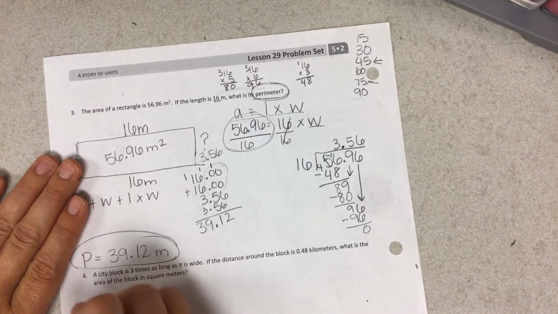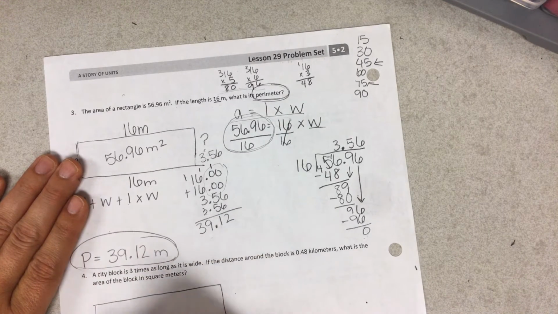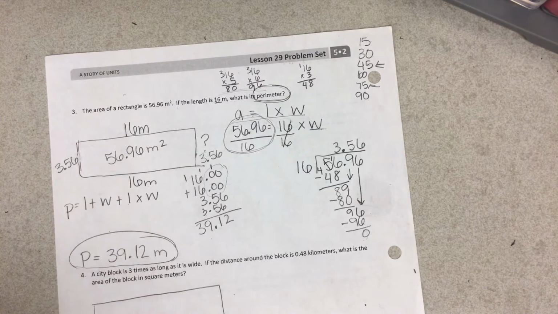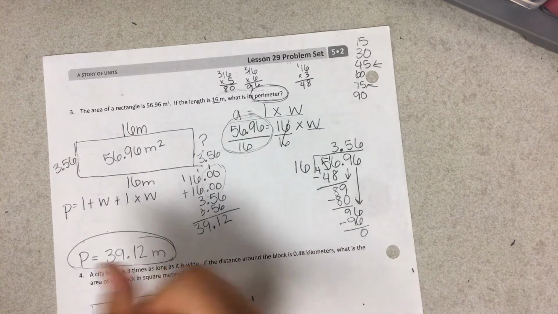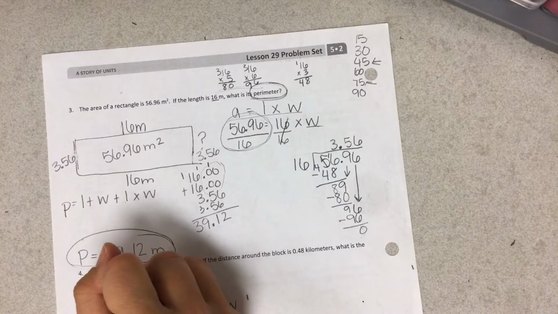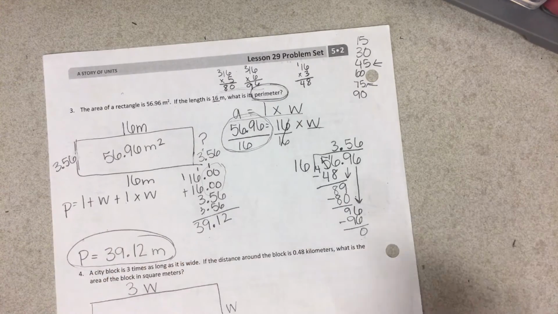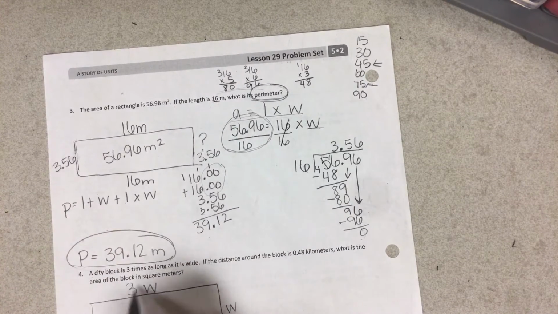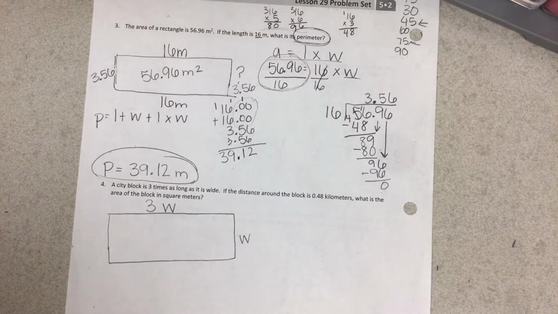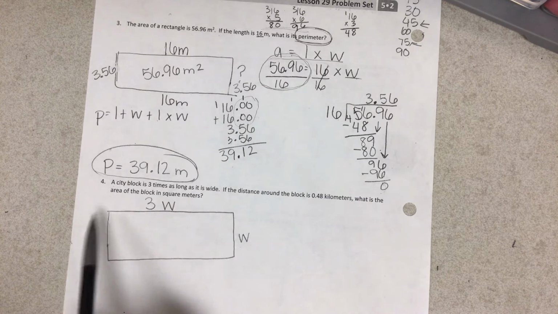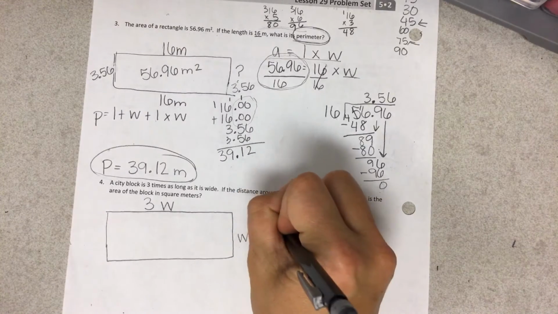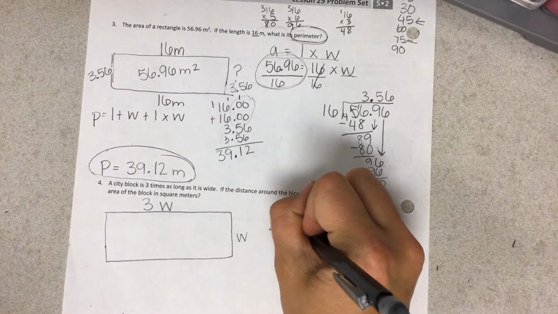So here is my block, okay? So it says a city block is 3 times as long as it is wide. So here is my W, and then I know that this is going to be 3W. So that means that whatever I get for W, I'm going to multiply it by 3, and that's going to give me my answer. If I know that going all the way around my block, which is basically my perimeter, it is 48 hundredths kilometers.